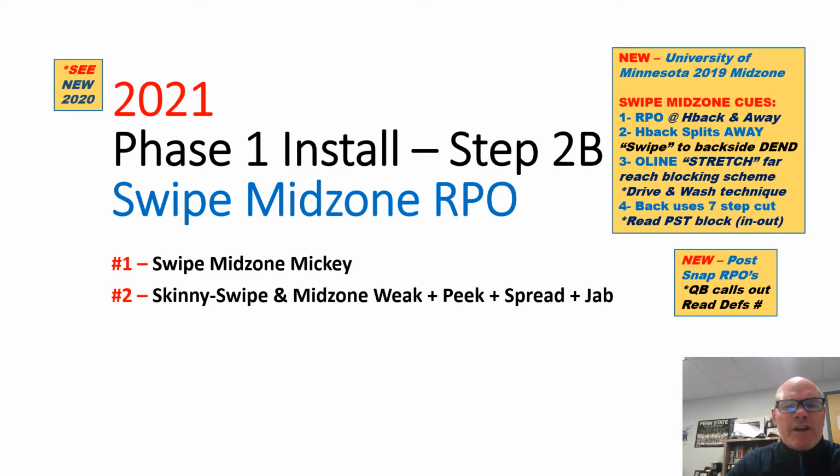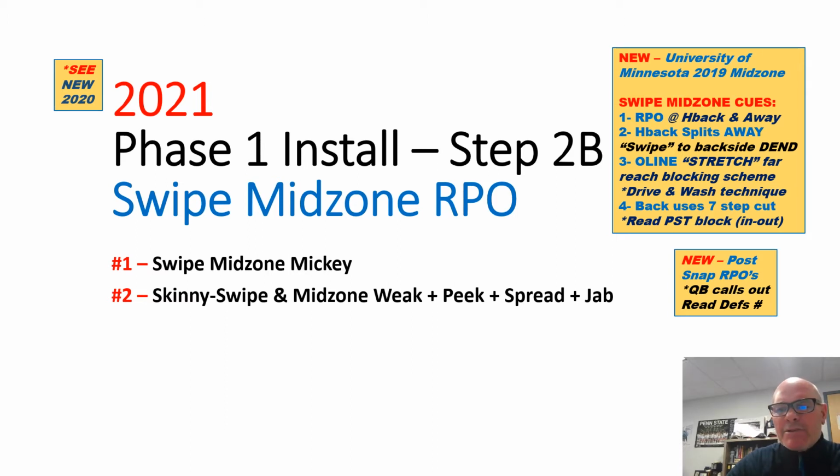I want to talk about phase 1 install now, step 2B. This is a swipe mid-zone RPO. This is fairly new on the college scene and high school level, but it's a great complement to split zone and inside zone because it looks exactly the same to the defense, but obviously now you're going to attack the mid part of the line, looking more at the B and C gap.